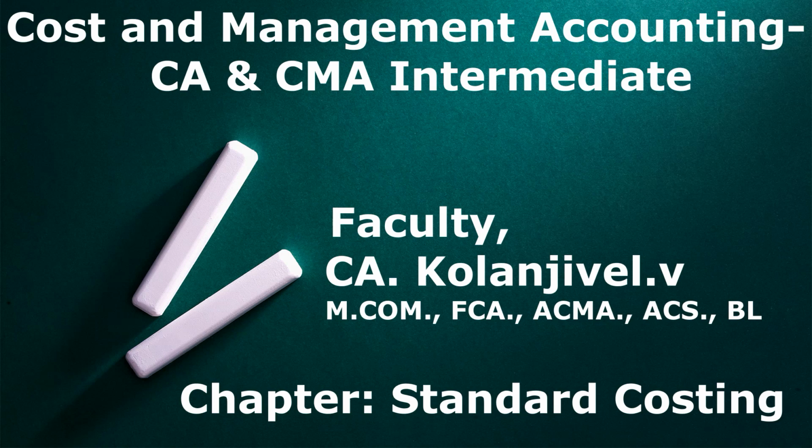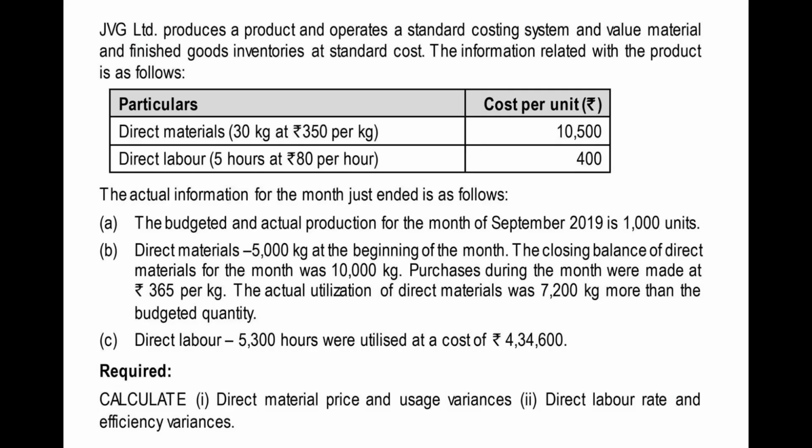We are going to discuss standard costing today. I will read out the problem, explain the concept, then we can move to the working part. JVG Limited produces a product and operates a standard costing system and values its material and finished goods inventories at standard cost. The information related to the product is as follows.